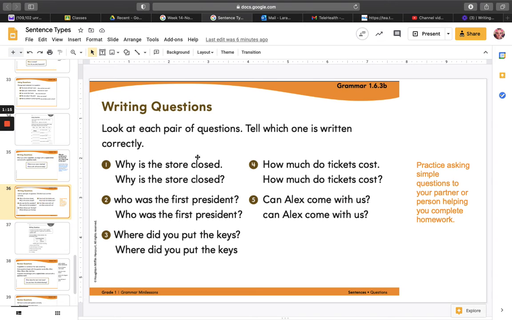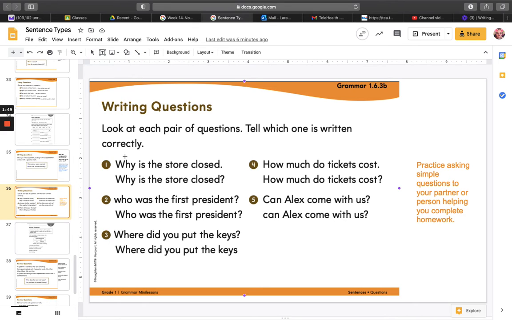So let's look at our examples here. And it tells us writing questions. Look at each pair of questions and tell which one is written correctly. So it's very important that your questions begin with capital letters and end with question marks. If it asks you something, it ends with a question mark always. So let's read number 1. Why is the store closed? So both of these sentences say the same thing, but only one of them is written correctly. Which one is it?